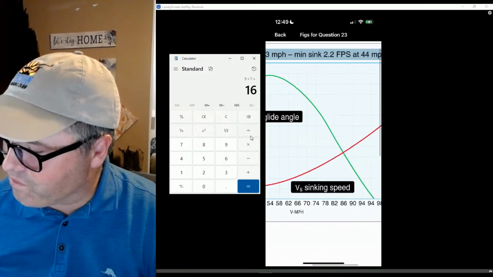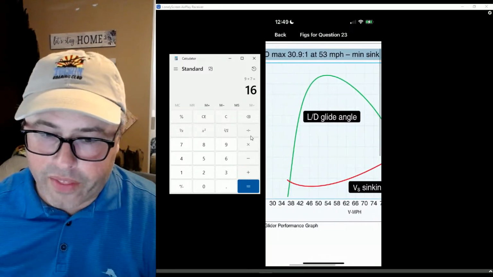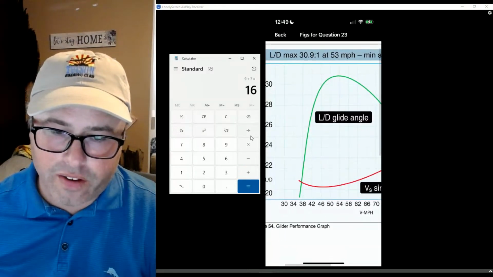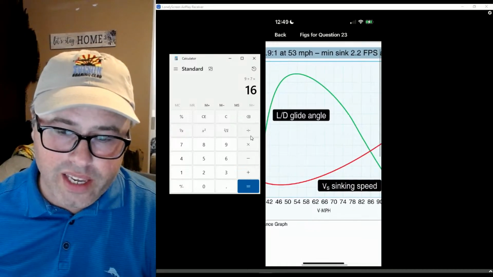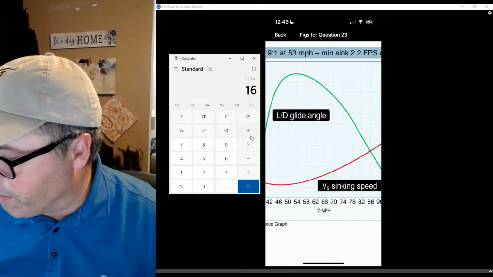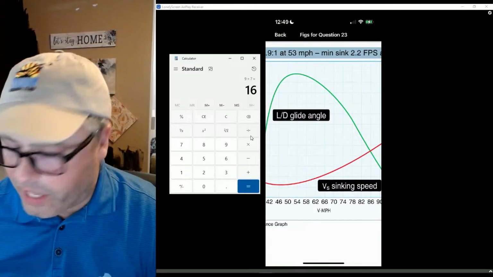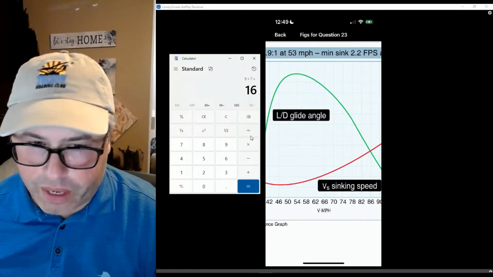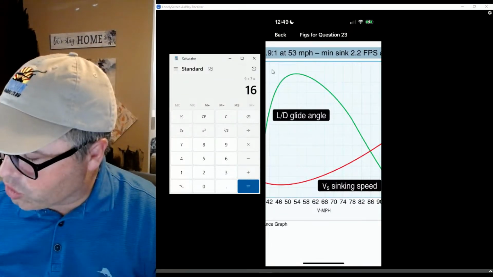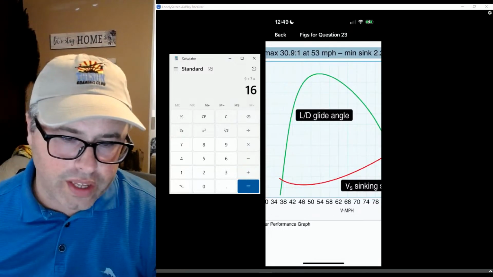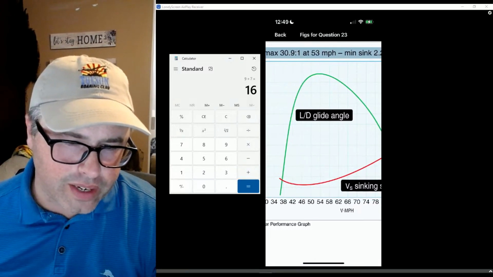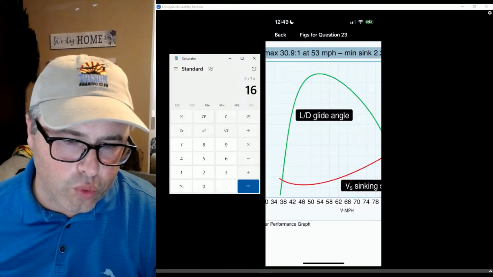Okay. So at 44 miles an hour, now that they're trying to use the sink versus lift, because now you've got your min sink here. Okay. That number there below is not the line you want to look at. You want to look at the green line above. That's your L over D. So, but we want to start at 44. Okay. 44 right there. Okay. We come up from 44.